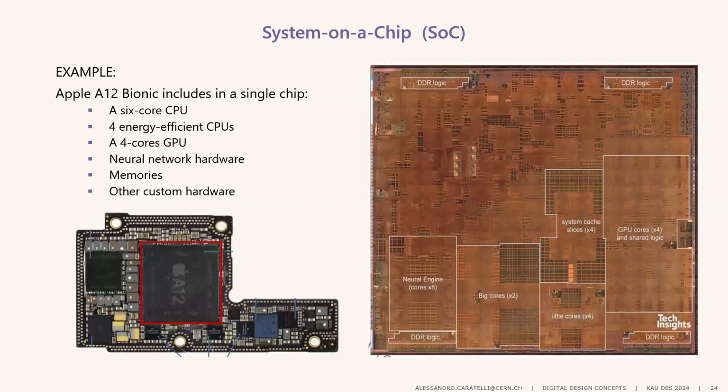Just to give you an example, this is the Apple CPU, which was in the iPhone 11, I think. You can see that in the same chip, they included CPUs, GPU, neural network hardware, memories, and other custom hardware, all in the same chip.